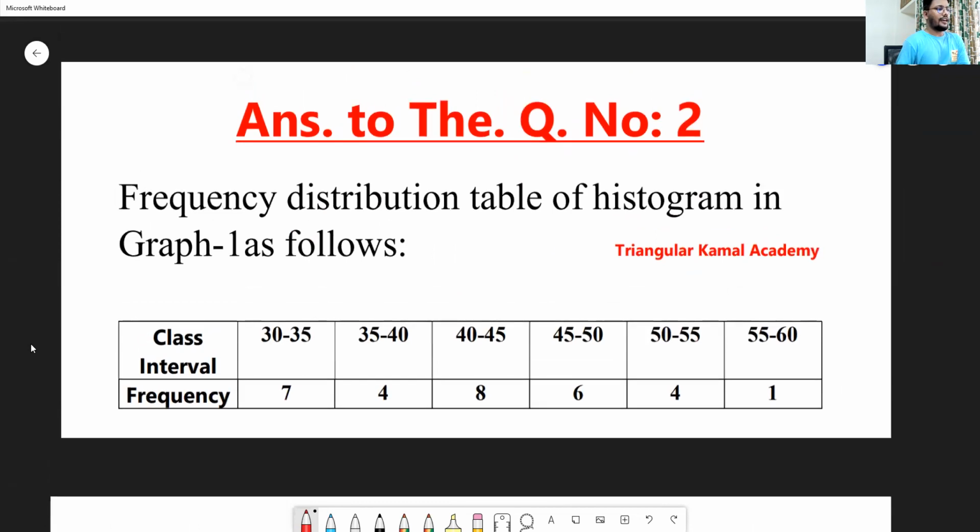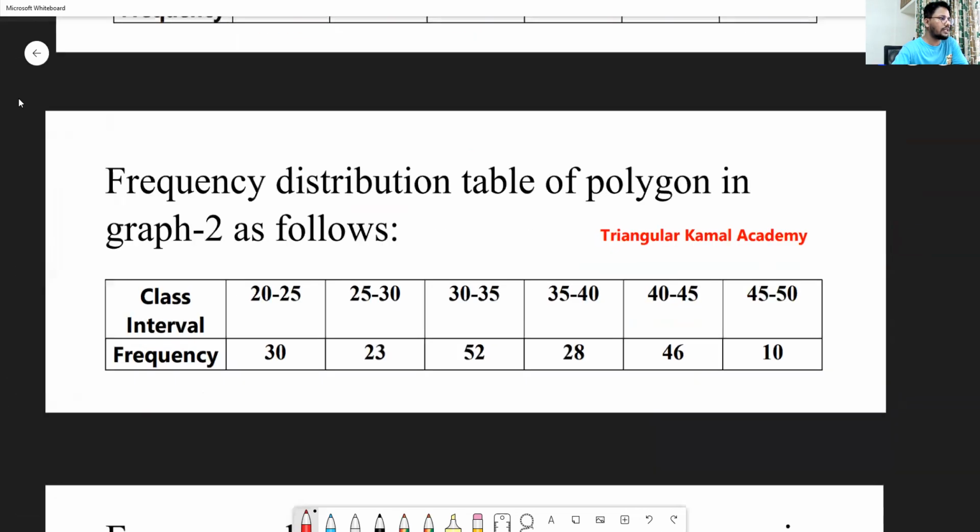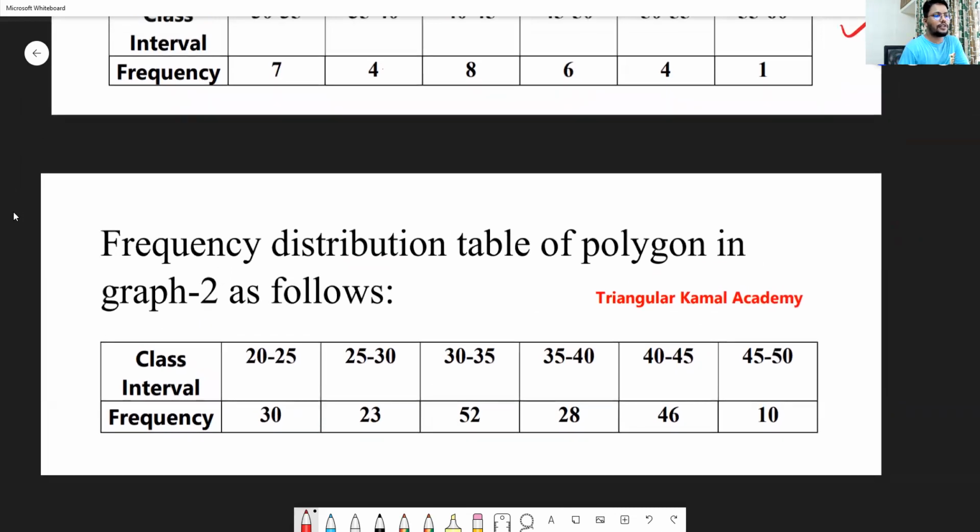So now here is the frequency distribution table of the histogram in graph 1 as follows. So now this is the class interval. Also you can write here continuous class interval or simply class interval, and the frequency 7, frequency 4, and this is now complete. Now in the same way, from the histogram, if we collect the data, there will be a frequency table. The frequency distribution table of the polygon in graph 2 is as follows: 20 to 25, this is 30, 25 to 30, this is 23, 30 to 35, this is 52.